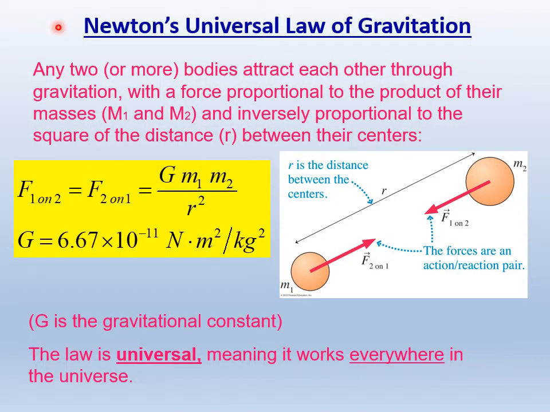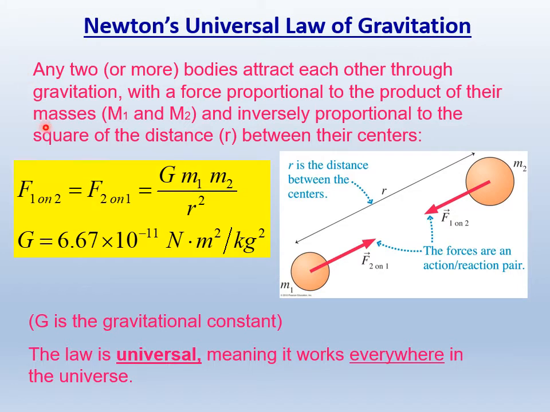So one of Newton's greatest achievements was him coming up with what is now called Newton's Universal Law of Gravitation. In words, it's a little bit of a mouthful, but it says that any two or more bodies attract each other through gravitation with a force proportional to the product of their masses, m1 and m2, and inversely proportional to the square of the distance r between their centers.